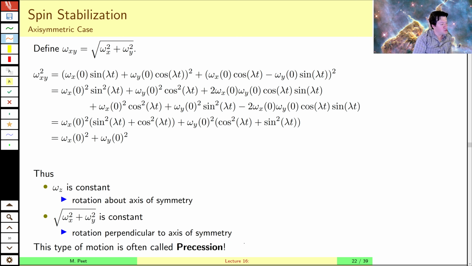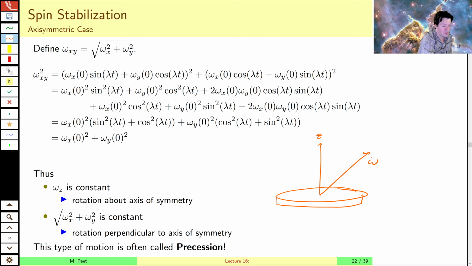So we have a closed form solution for omega x and omega y, but they're changing with time. Well, that makes life a little bit complicated. So how do we predict the motion? What we're going to be looking at is constants of motion. Again, if I draw my little diagram here, in the body fixed frame, omega is changing with time. The first constant we're going to look for: we know omega z is constant.